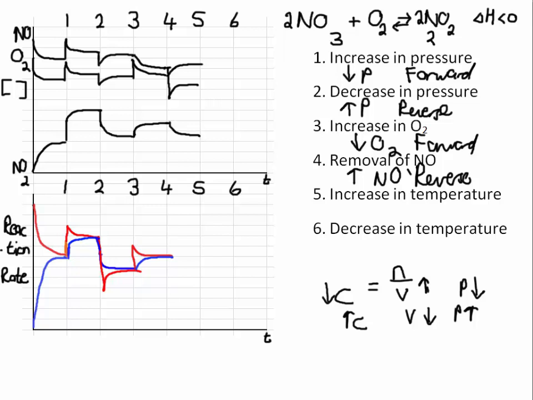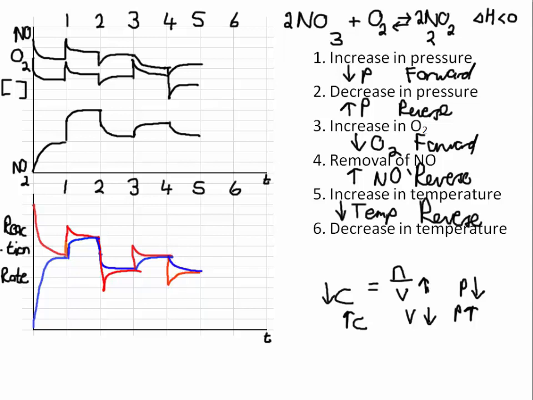If we have a look at our reaction rate graph for the fourth one, the removal of NO, if we remove the NO, there will be a sharp decrease in the forward reaction because we're removing one of the reactants. So the system will counter that by favoring the reverse reaction, and we see that the reverse reaction that is favored has this blue line over here that shows a decrease.